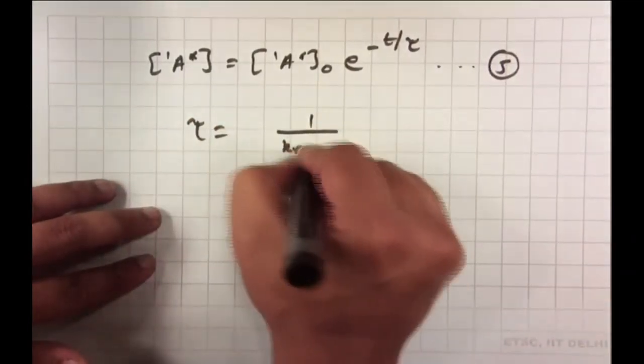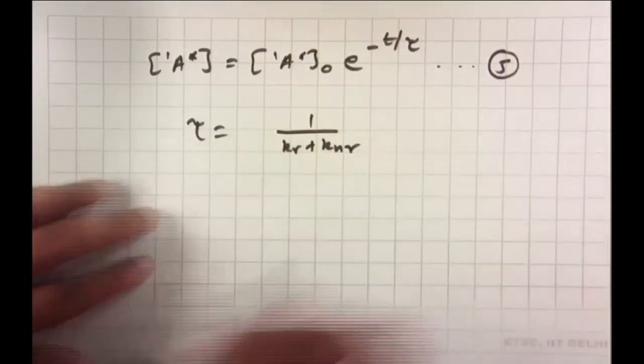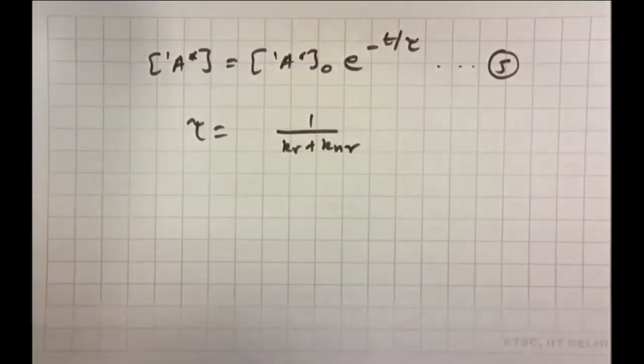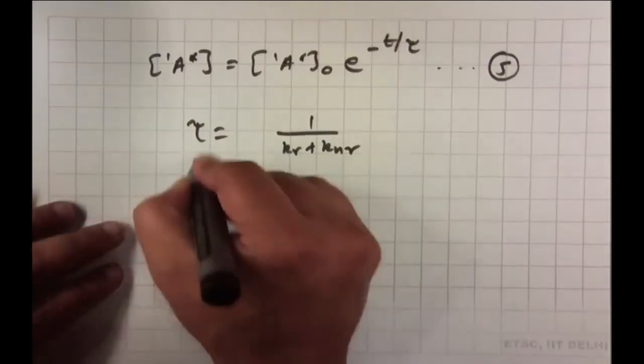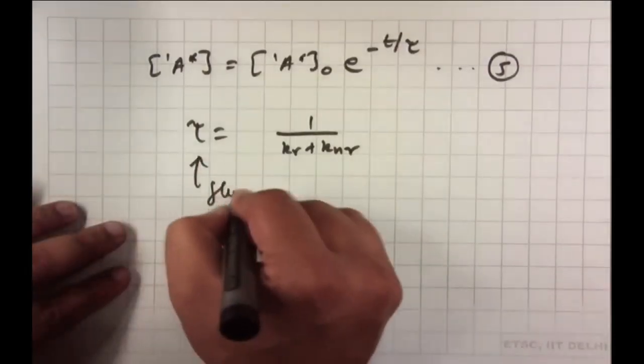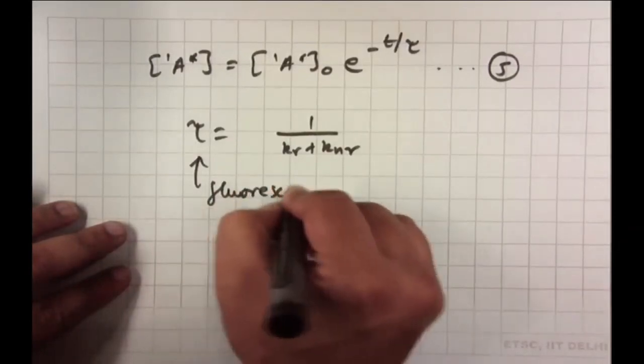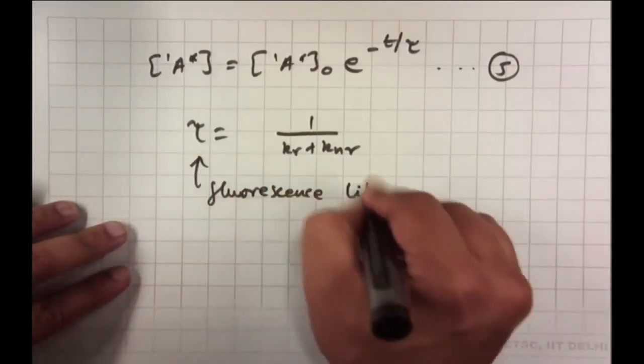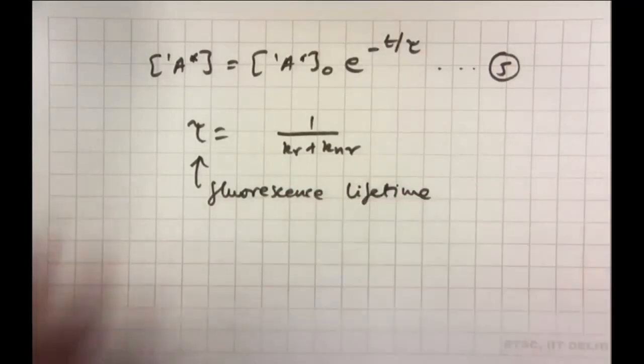1 by kr plus knr. Remember when we did laser induced temperature jump, it was what? k1 plus k minus 1, right? Here it is kr plus knr, okay. So this tau, which is the fluorescence lifetime.